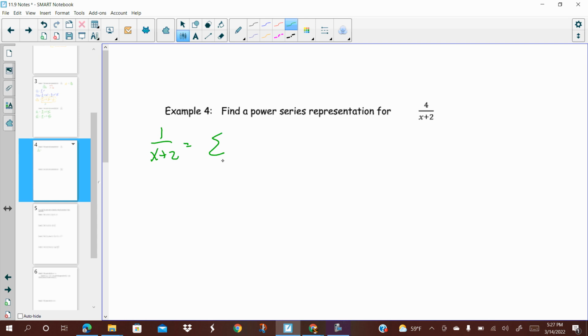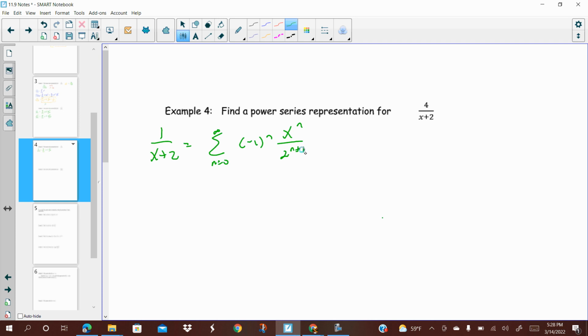Okay, and that was our sum. n goes from 0 to infinity of negative 1 to the n, x to the n over 2 to the n plus 1. And so you might be thinking, well, why are we putting this one on there? We've already done things just like this, and we could just multiply it by 4. And you're right, we can just multiply it by 4.